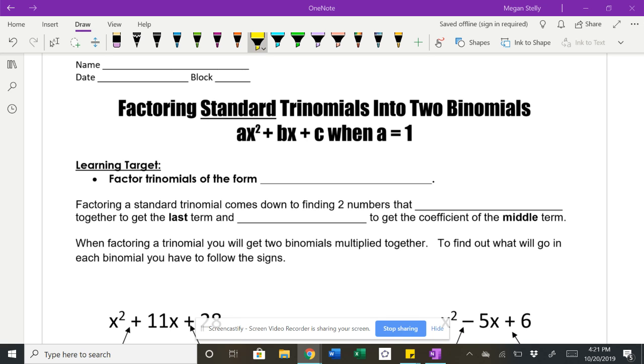So as per your request, I have created this video for you guys to learn the content on factoring a trinomial. Today, we talked a little bit on Monday about how factoring is the opposite of distributing.